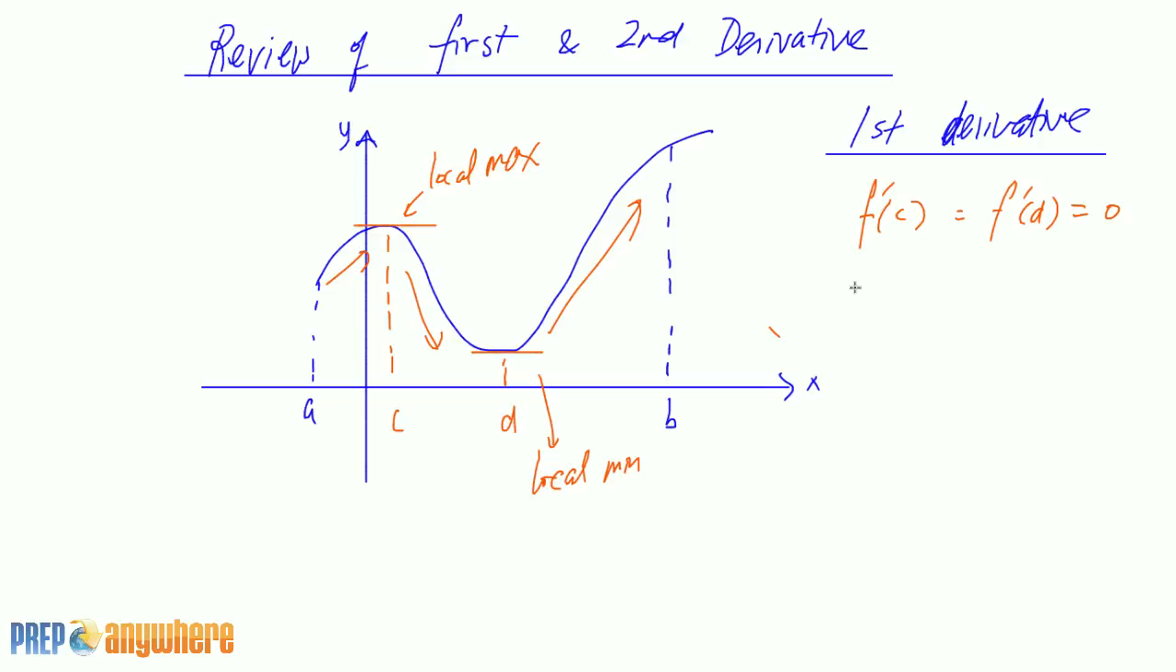Okay, and the second derivative tells you the curvature. Okay, second derivative tells you the curvature, so whether it's concaving up or concaving down. So it's curvature.